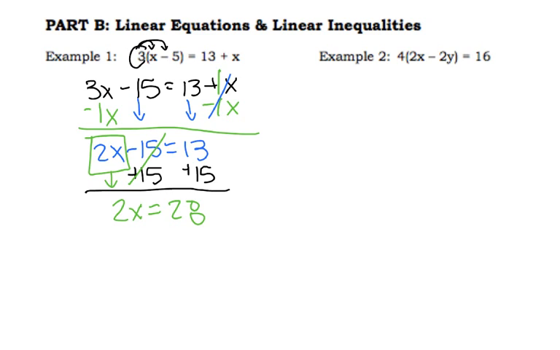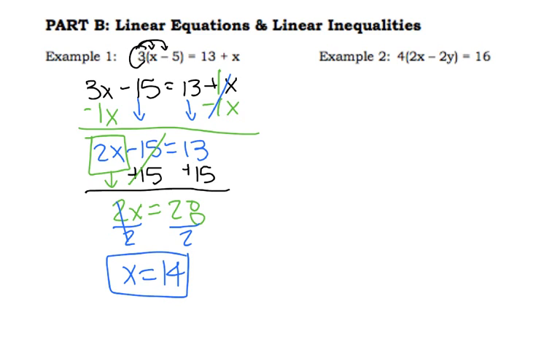All right, last step is going to be to divide both sides by the value of 2. That's the number next to our variable. That cancels out, and we end up with x equal to 14.